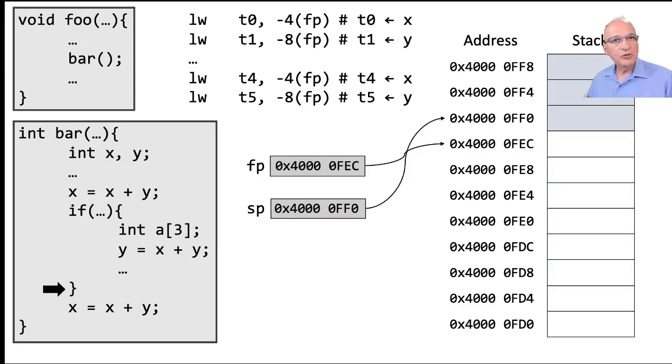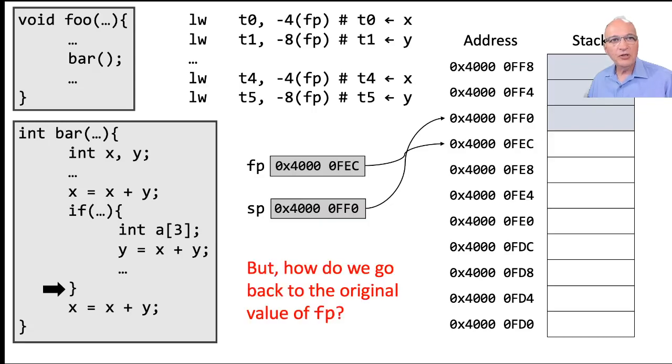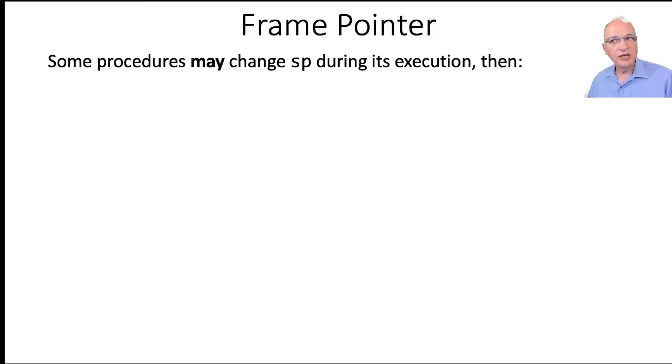When I finish execution, my stack pointer will return to the value that it had before, but now how do we go back to the original frame pointer? Because if we haven't saved the frame pointer, we don't have it. So the answer is that we're going to have to save the frame pointer.